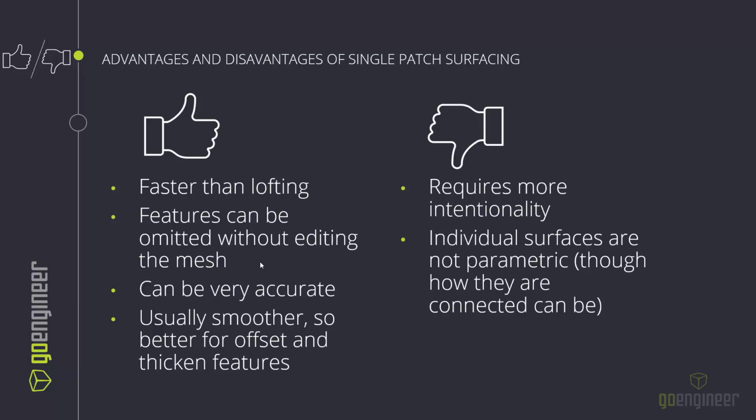With single patch, you can see, because you're creating these single patch surfaces from any arbitrary selection, you don't need to defeature your mesh at all. You can leave it exactly as it is and then just not have the elements that you don't want in your final model included in your selections. It's as easy as that. Because of that, these can be very, very accurate, almost as accurate as an auto surface.